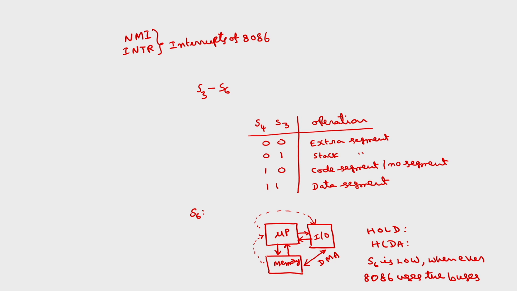Whenever the use of the buses is over, the microprocessor is ready to give the buses to the memory. In that case S6 does not go high, in fact it goes into the high impedance state. Once the microprocessor has used the buses and is ready to give them to the memory, it makes S6 a high impedance state.